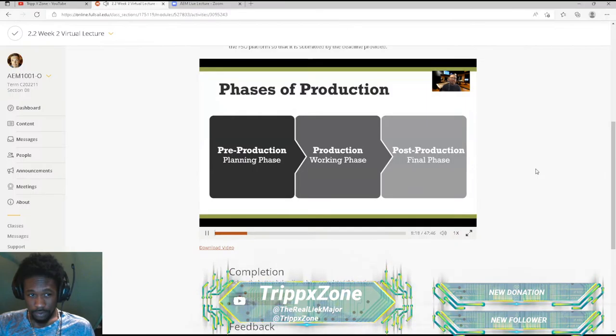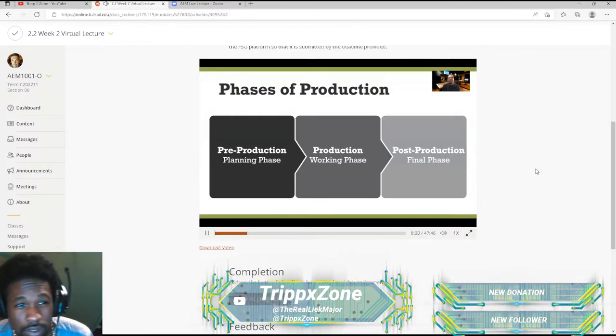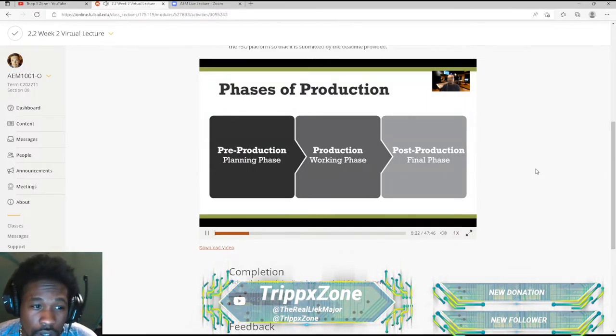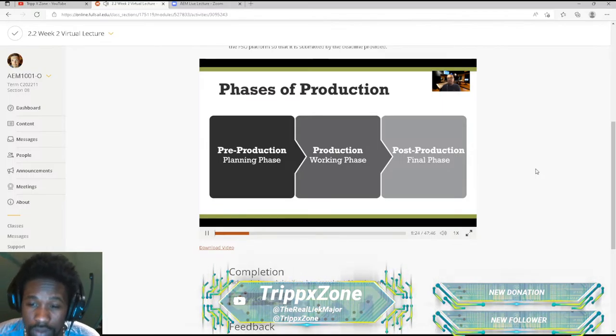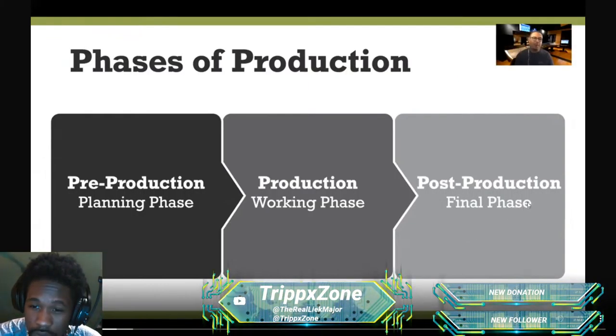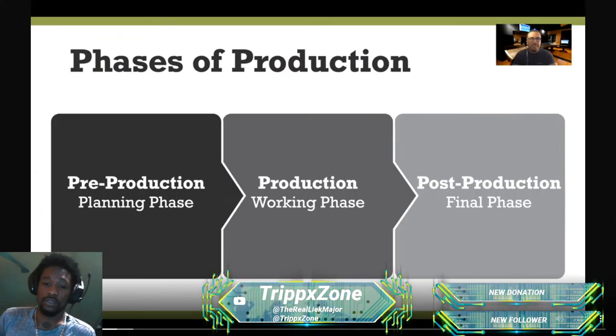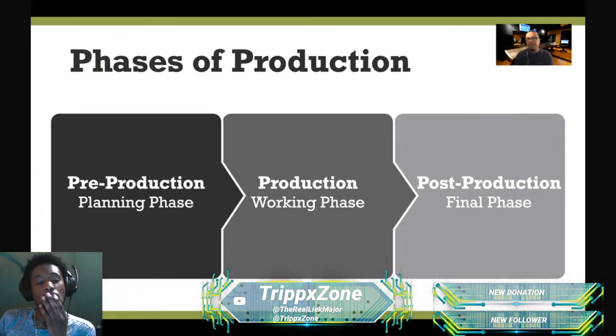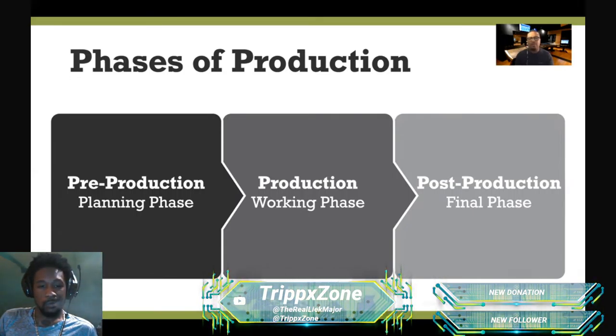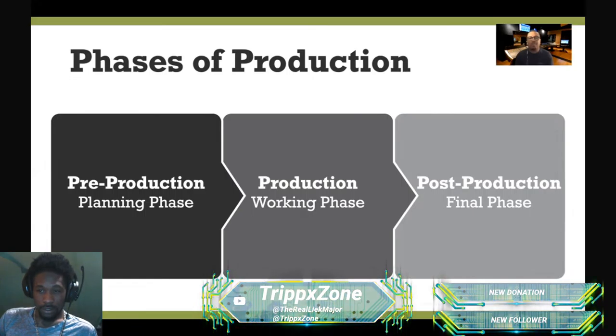So there's different phases of the production. All right, we break it down into the three main categories of a production, which is pre-production, I'm sorry, which is the planning phase. You know, for anything that you do, you're always going to have a pre-production for any event.